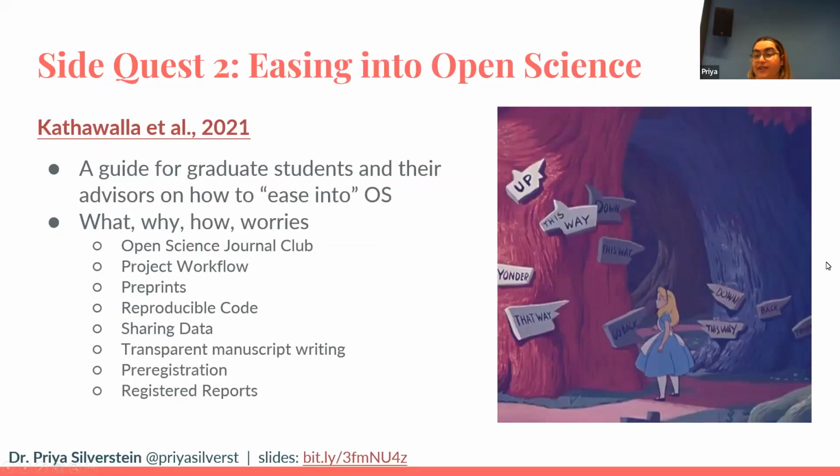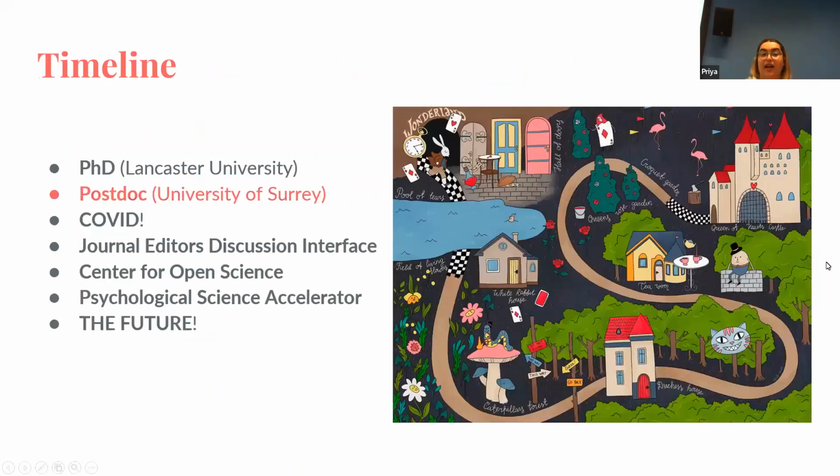The reasoning here is basically that it can be really hard when you are interested in open science, knowing what direction to take, because there's just so many resources out there. So we were trying to make it a bit easier to give at least one path that you could take of many.